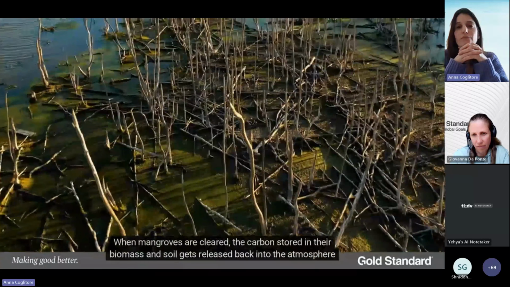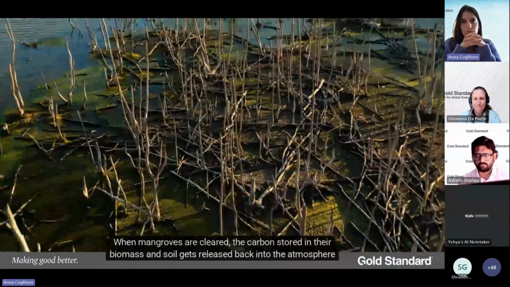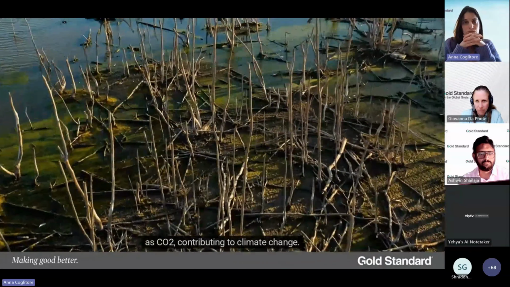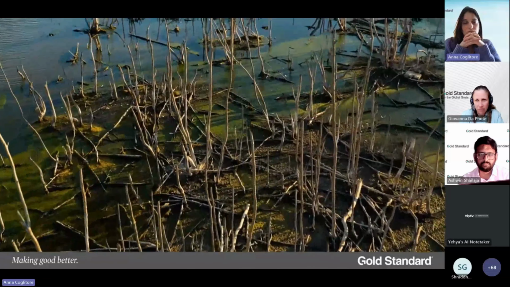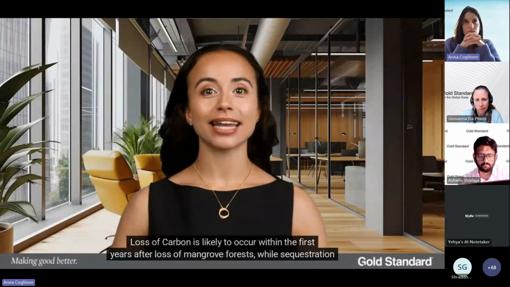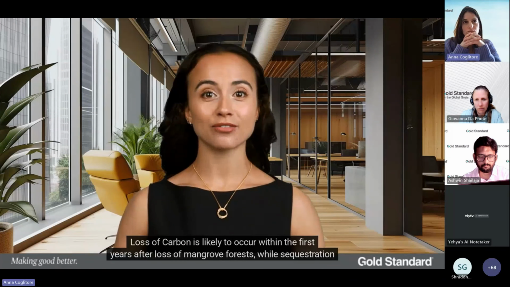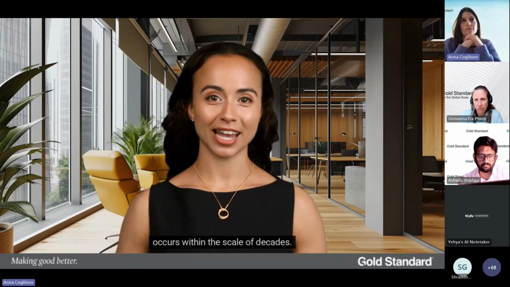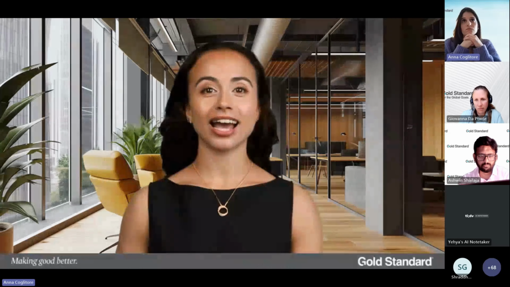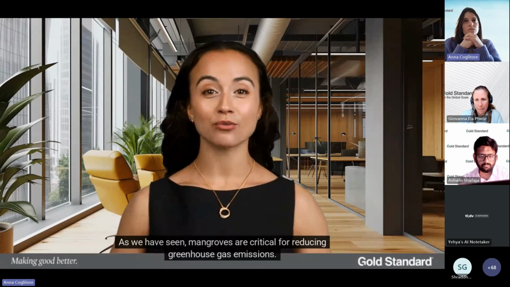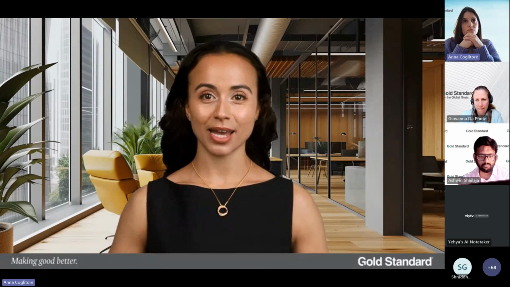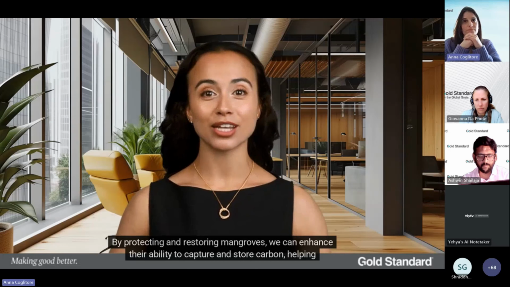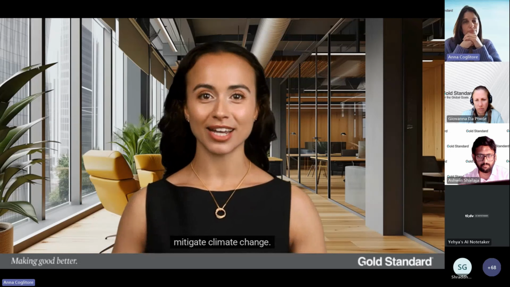When mangroves are cleared, the carbon stored in their biomass and soil gets released back into the atmosphere as CO2, contributing to climate change. Loss of carbon is likely to occur within the first years after loss of mangrove forests, while sequestration occurs within the scale of decades. As we have seen, mangroves are critical for reducing greenhouse gas emissions. By protecting and restoring mangroves, we can enhance their ability to capture and store carbon, helping mitigate climate change.